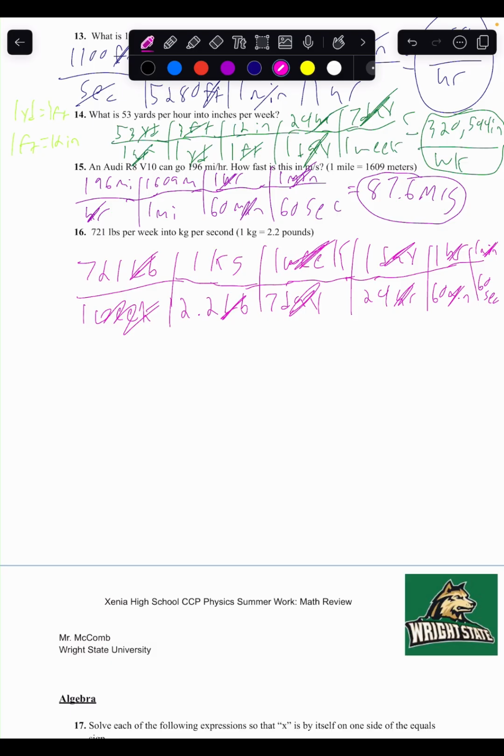721 times a bunch of ones, divided by 1, divided by 2.2, divided by 7, divided by 24, divided by 60, divided by 60.